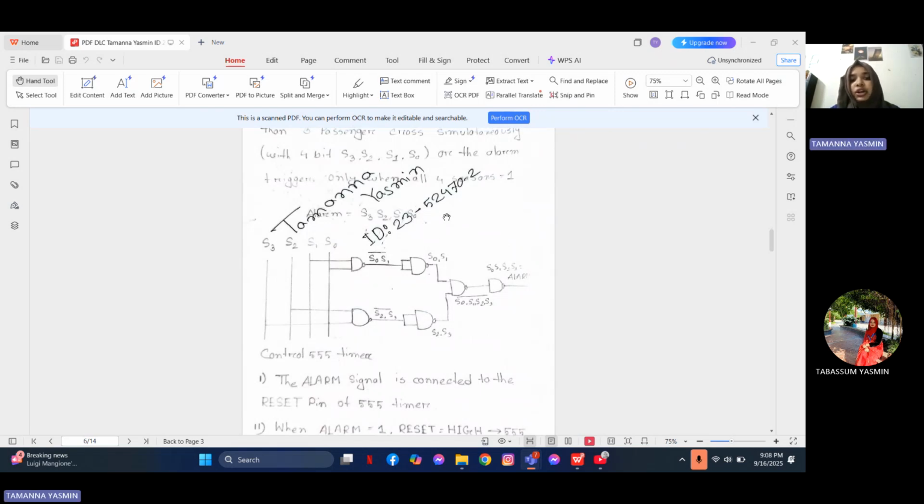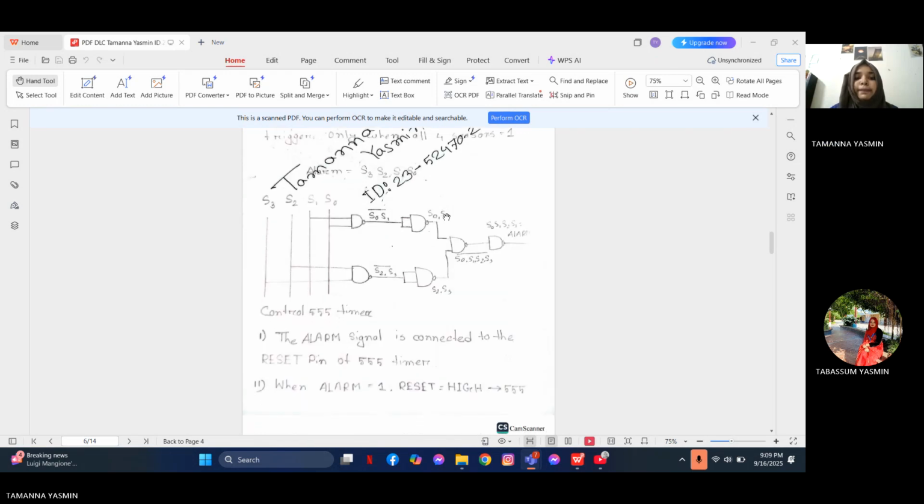For question three, the focus is on the immediate safety feature, triggering an alarm if more than three people cross together. Since we have four sensors, the condition for alarm is simple. It must trigger only if all four sensors are active. The Boolean expression for this is a four-input AND gate: alarm equals A and B and C and D.